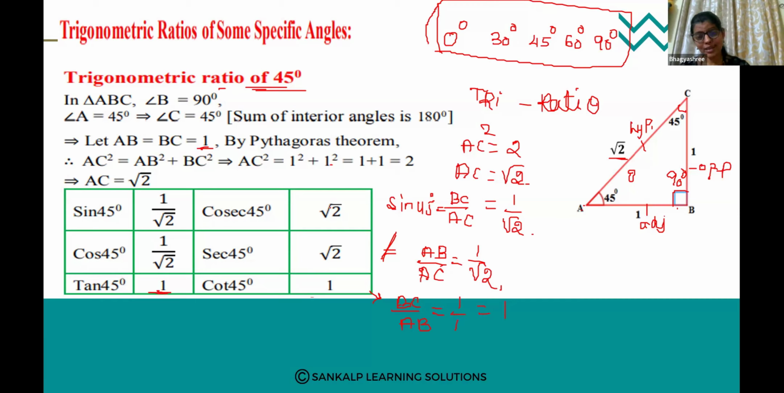Next, cosec 45 degree. That means reciprocal of sin 45 degree. Sin 45 is 1 by root 2, so cosec is root 2 by 1, the reciprocal. You flip it. That is root 2. Sec 45 degree is also root 2 by 1, which is root 2 only, right? Cot 45 degree is again 1 by 1, that's equal to 1. Understood? This table is for 45 degree.